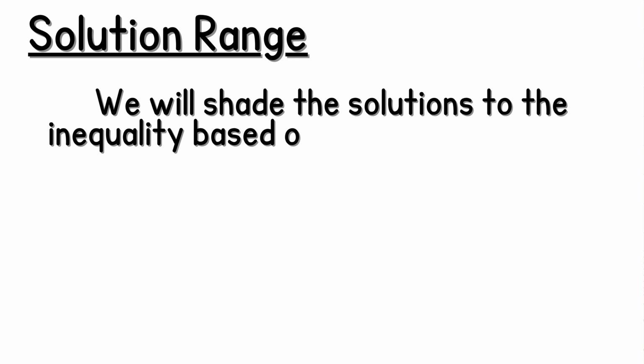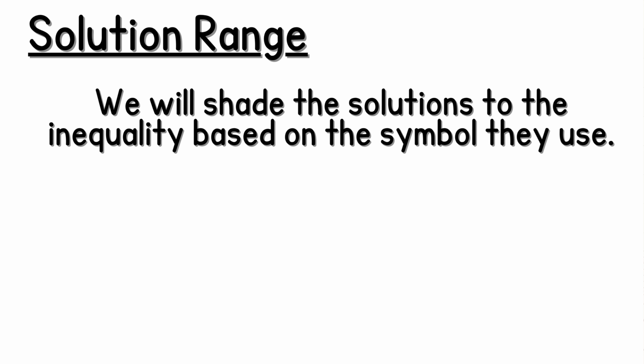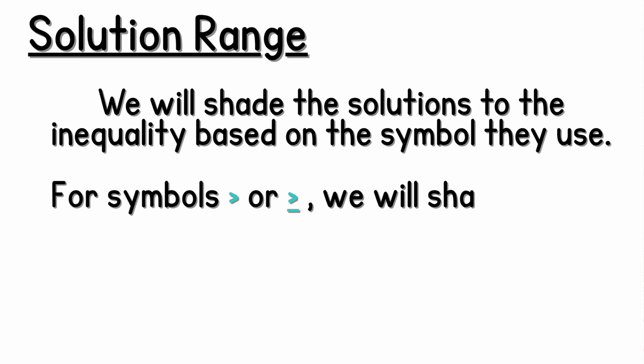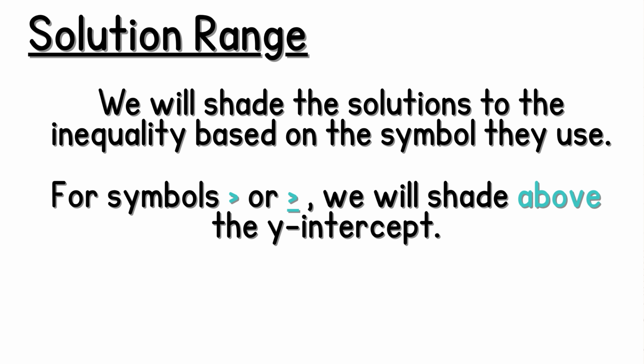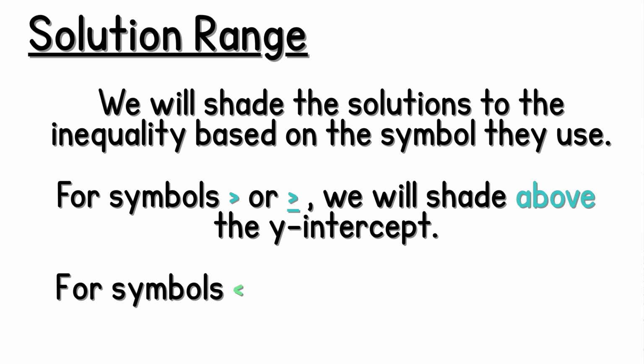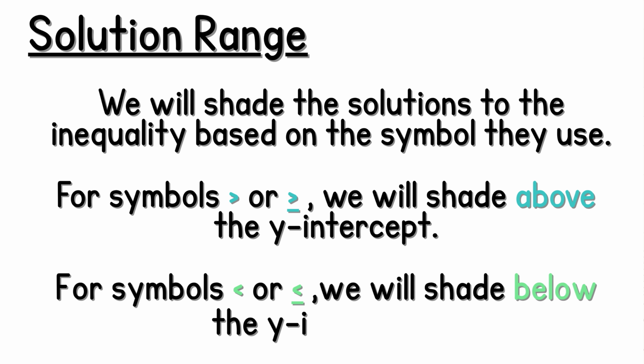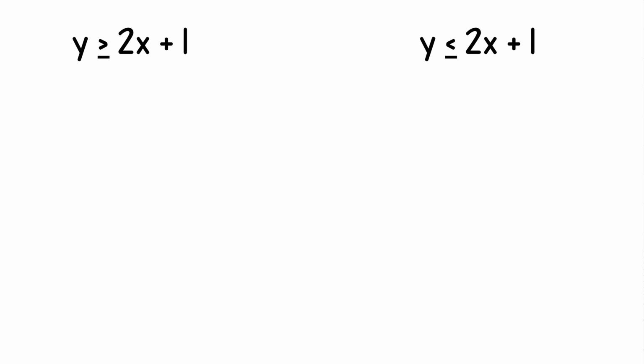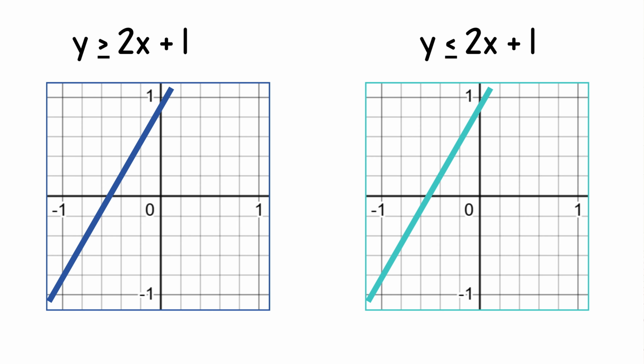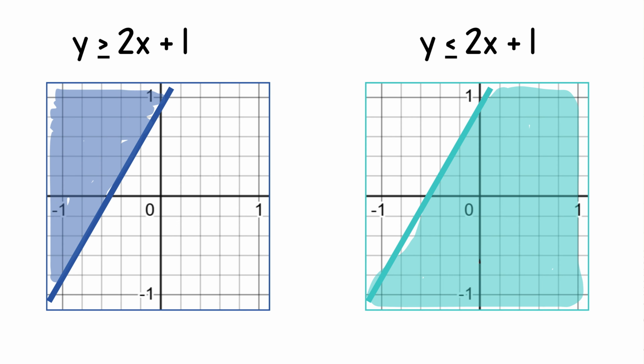Now let's look at the solution ranges. We will shade the solutions to the inequality based on the symbol they use. So for symbols greater than or equal to, we will shade above the y-intercept. And for symbols less than or equal to, we will shade below the y-intercept. So we have two inequalities that look identical, except our symbols are greater than or equal to, and then less than or equal to. So both graphs will have a solid line, but for greater than or equal to, we'll shade above that y-intercept, and for less than or equal to, we'll shade below the y-intercept.